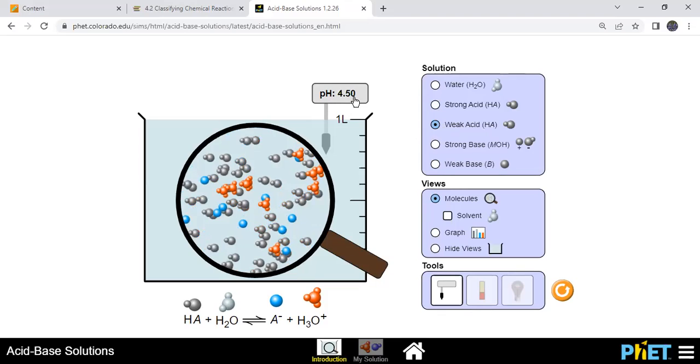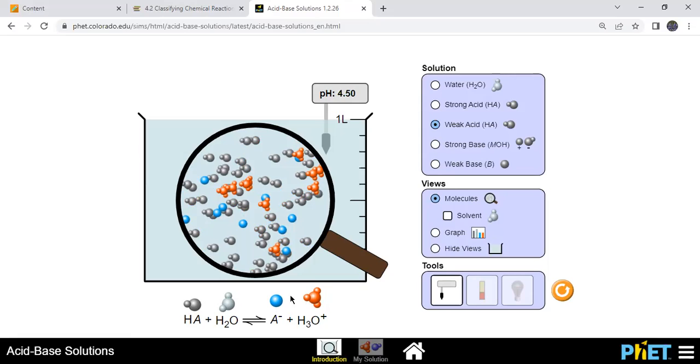That's a strong acid. But if we do a weak acid, look at the pH difference. The pH is 4.5. That means there's a lot less hydrogen ions in solution. That's what the pH means. We're not going to go into great detail about that. But over here, if you look at what's happening, this is my acid, a weak acid. This is water. And when this acid gives up H plus to water, that becomes H3O plus.